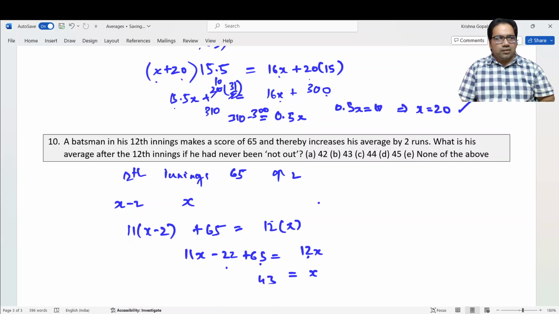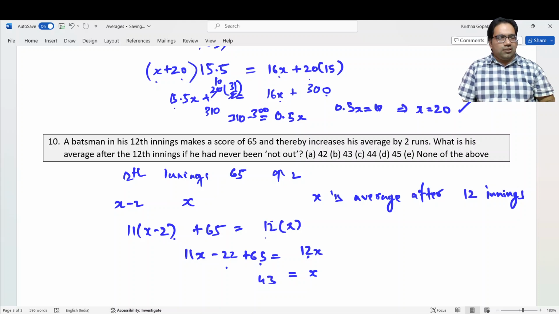What is x? x is the average after 12 innings. This is what we had assumed, right? Average of 12 innings is x. So 11 into what? After 11 innings it would have been x minus 2, because this 12th innings has increased the average by 2 runs. So 11 into x minus 2 plus whatever he has scored in the 12th innings, which is 65, is equal to 12 into x, because x is the average of the 12 innings.